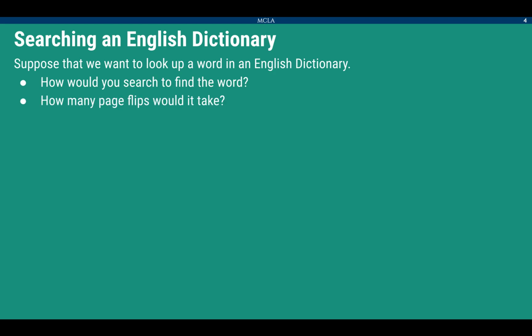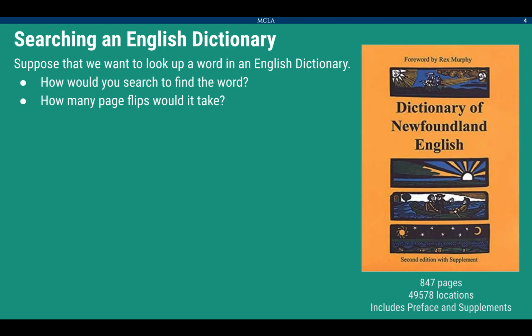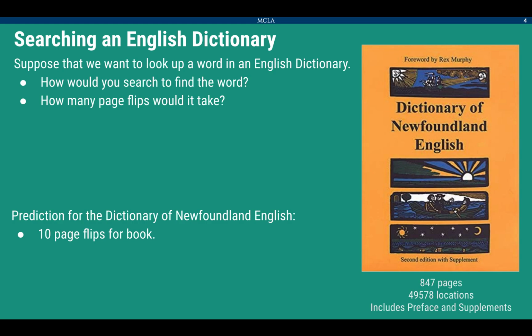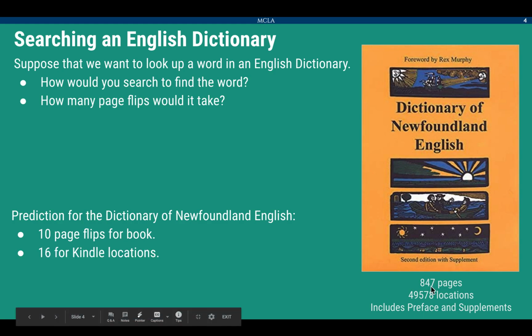All right, let's get back to the question we were thinking about before. We want to look up a word in this Newfoundland English dictionary. How long should it take? Well, the Kindle edition has about 50,000 locations, and the actual book itself has about 847 pages. So we can take log base 2 of 847, which is a little bit less than 10.